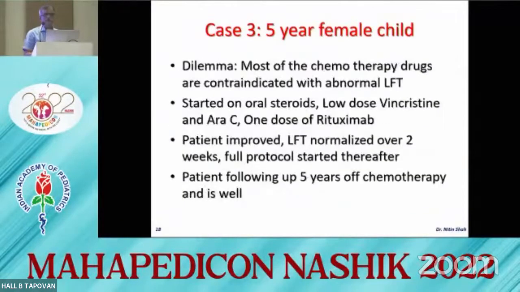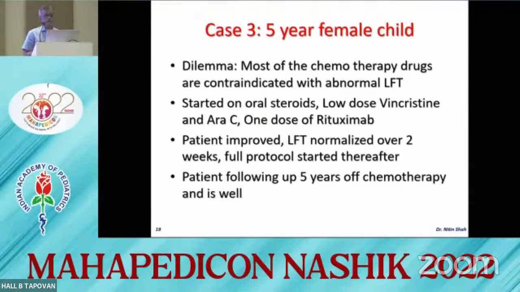Now we have a dilemma. Most of the chemotherapeutic agents used for leukemia cannot be given with abnormal LFT. So she has high bilirubin and high SGOT, SGPT. Steroids can be used with some constraint, but you can't use L-asparaginase. You cannot use intrathecal methotrexate. You cannot use any of the other drugs which we standardly use, including vincristine, because it can lead to severe neuropathy. Daunomycin is out. You can't use anthracycline. So how do you induce her into a remission?